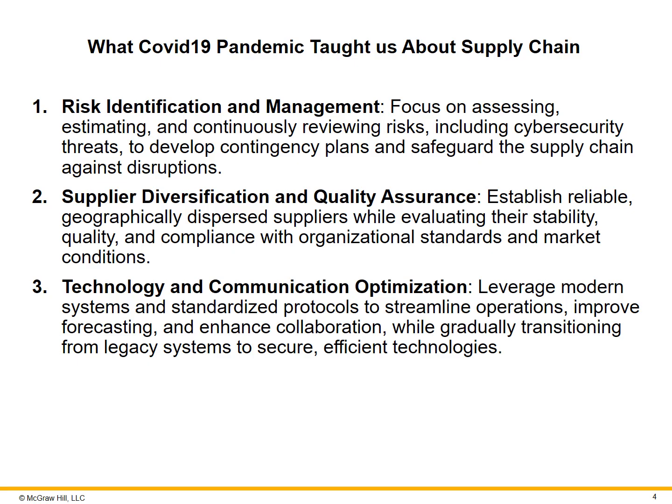Third one, technology and communication. So the industry realized that having better technology and communication can visualize the movement of the products, and it also enables them to foresee risk that is not really predictable.